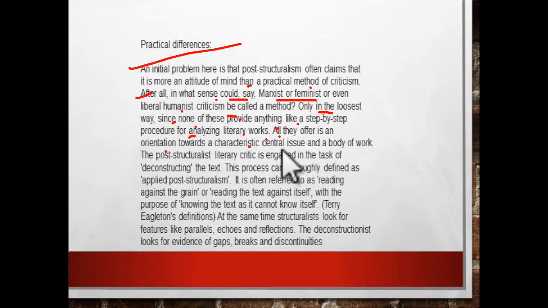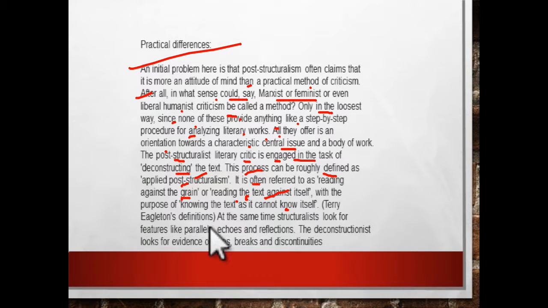towards the character, the central issue, and the body of work. The post-structuralist critic is engaged in the task of deconstructing the text. The process can be roughly defined as applied post-structuralism. It is often referred to as reading against the grain, and reading the text against itself, with the purpose of knowing the text as it cannot know itself.